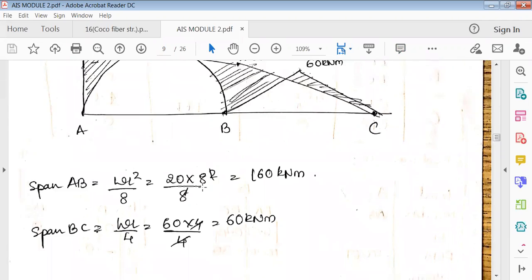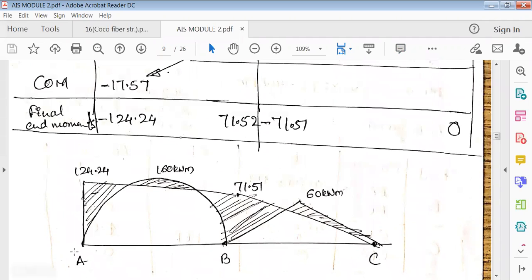Okay. Next, you have to draw these moments here. So first is minus 124. So minus 124 at A. Then at B it is plus and minus. So it is 71.51. Mark here. Okay, it should again be drawn to the scale such that it should be a little less. So 124 is here and this is 71.51. Okay, next at C it is 0. So mark this. So ultimately mark all the points here.